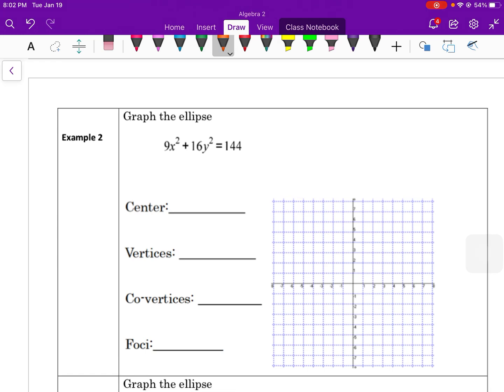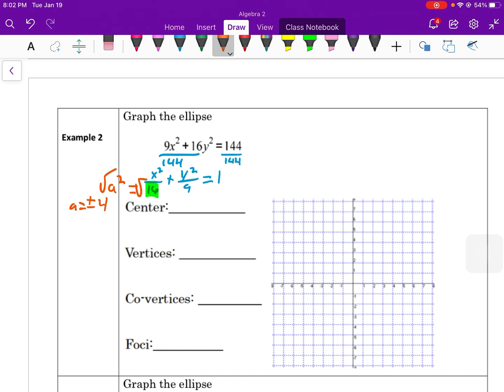Next, graphing this ellipse. Earlier I mentioned that for an ellipse, it must be equal to 1. So we're going to divide both sides by 144. Then we get x squared over 16 plus y squared over 9 equals 1. We're looking for which axis is the major axis, so we're looking for which one is bigger. 16 is bigger than 9, so that's our a squared. Take the square root of both sides: a equals plus or minus 4.